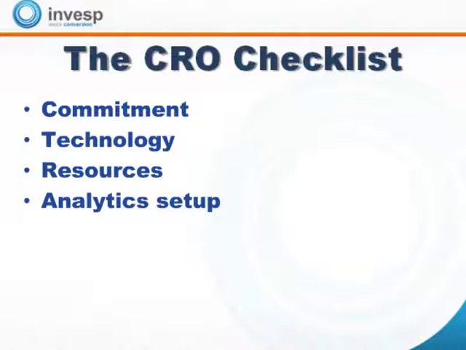There are 4 areas that I'm going to be talking about today. The CRO, the conversion rate optimization checklist. We're going to talk about commitment. We're going to talk about technology. We're going to talk about resources. And then we're going to cover analytics setup, in terms of setting up for successful conversion optimization.